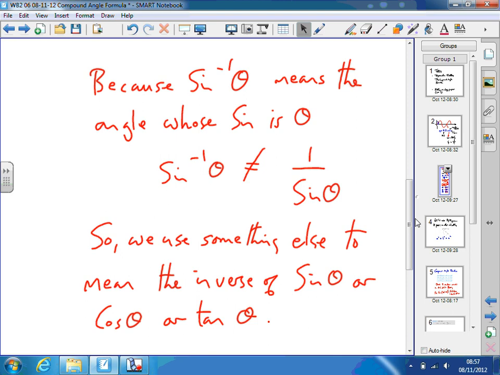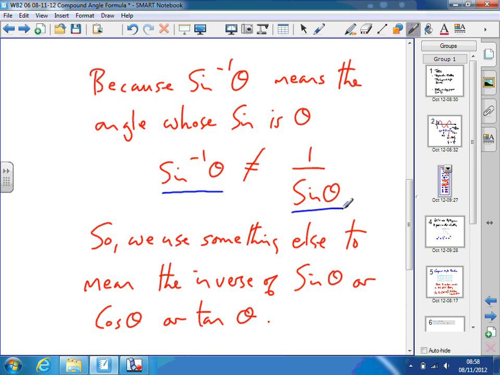Because sine to the minus 1 theta means the angle whose sine is theta, and you've got that button on your calculator. If you look at your calculator, the sine to the minus 1 is above the sine theta, and it means I'm going to work out the angle whose sine is. Is that right? Like an inverse function. So if I want to work out what the sine of 30 is, I type that into the calculator. If I want to know what the angle is whose sine is that, I hit the inverse sine button, sine to the minus 1. So sine to the minus 1 of theta does not equal 1 over sine theta.